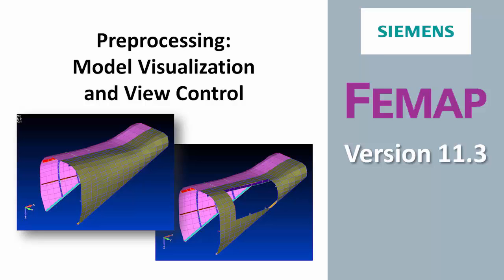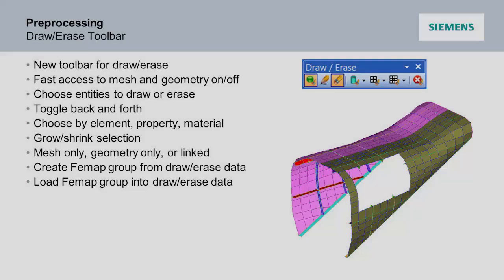Welcome to the Femap version 11.3 What's New video series. In this video we'll be looking at some of the new pre-processing enhancements for model visualization and view control, starting with the Draw Erase toolbar, which provides a simple way of displaying or hiding parts of the model.